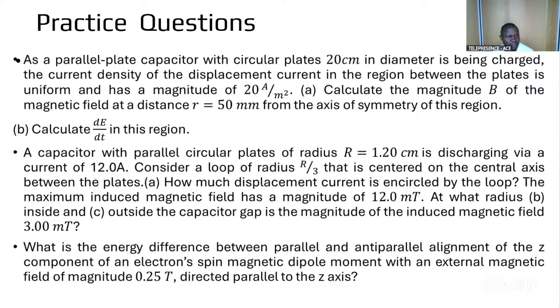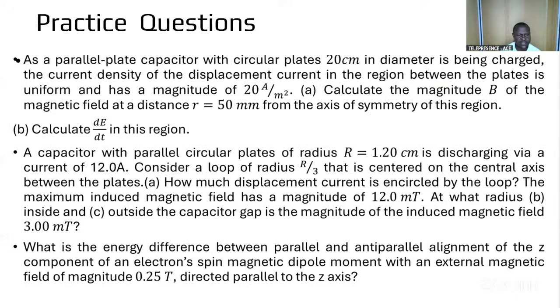So, a parallel plate capacitor with circular plates 20 centimeter in diameter is being charged. The current density of the displacement current in the region between the plates is uniform and has a magnitude of 20 amperes per square meter. Calculate the magnitude B of the magnetic field at a distance R equals 50 millimeter from the axis of symmetry of this region.